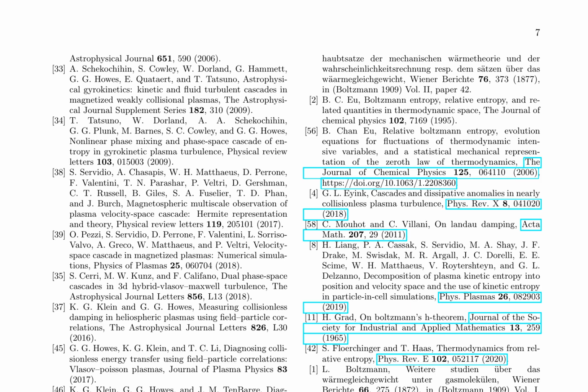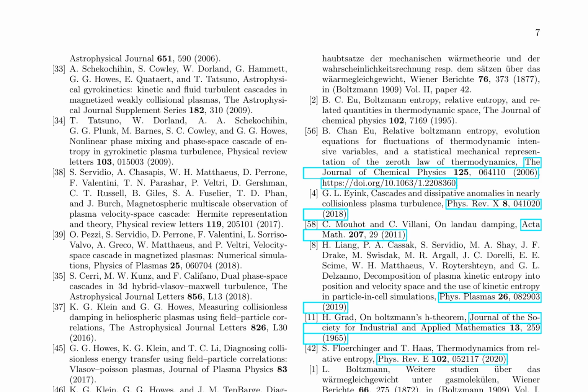In the realm of plasma physics, research has been dedicated to understanding the complexities of turbulence and kinetic entropy. A particular focus lies in gyrokinetic plasma turbulence, where collisionless damping and energy transfer are key aspects. This phenomenon is crucial for comprehending the behavior of magnetized plasmas, as it influences the velocity space cascade.